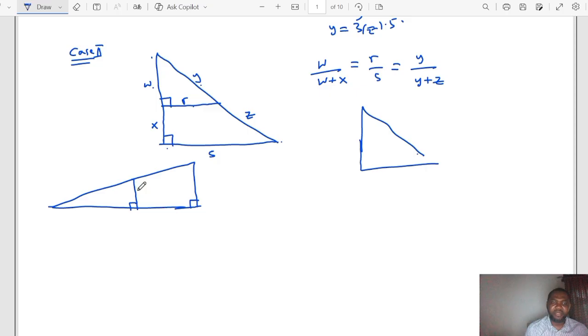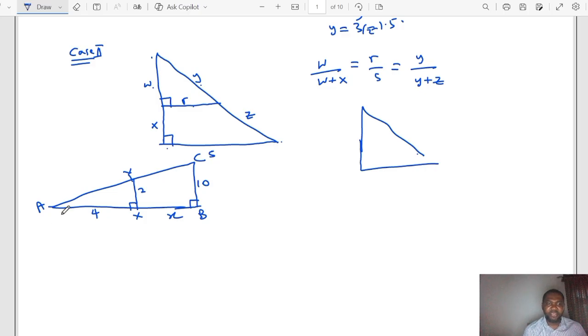And let's assume that this is 2, and this is 10, and this is 4, and we are asked to find X. Now it becomes very easy to find X because this is already case 2. This is the smaller triangle here. If I label it A, B, C, and here X, Y.